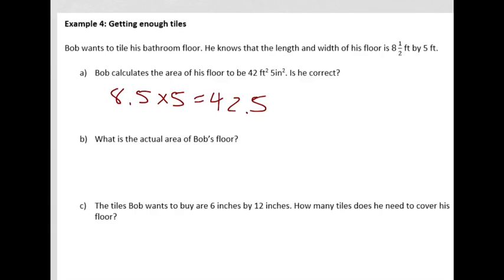You're squaring? Why would you square them? Because it says squared. The units are squared. The numbers are not squared. The only reason the units are squared is because they're talking about an area. Area units are always squared.